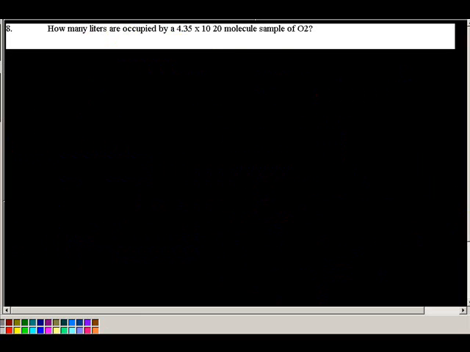Okay, so for the last problem, let's take a look at this. How many liters are occupied by 4.35 times 10 to the 20th molecules in a sample of O2? Okay, so what we're going to do again is go from a number of items, take it to a mole, and once I have the number of moles, I'm going to take it to liters. And that is a two-step problem.